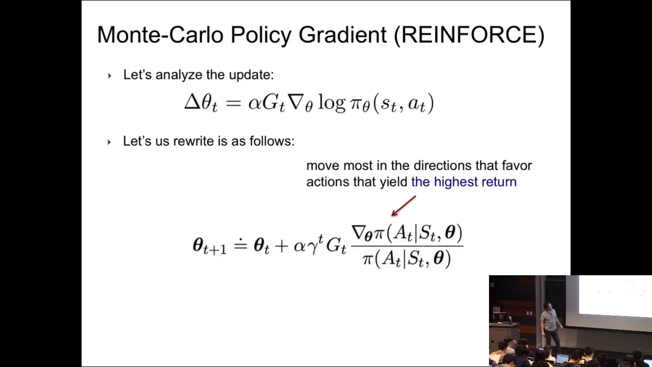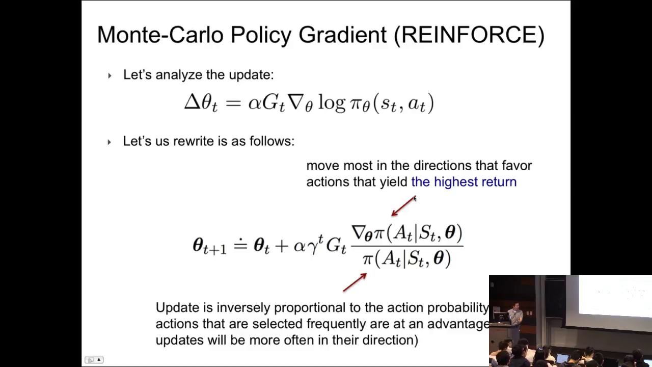Let's see. So, what does this say? This basically says move most in the direction that favors actions that give you the highest return. That's exactly what this term is saying. In this case, the update is inversely proportional to the action probabilities. So actions that are selected frequently are at an advantage. The updates will be more often in their direction, right?